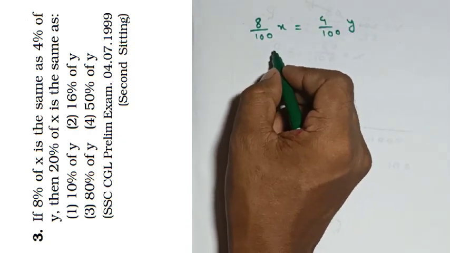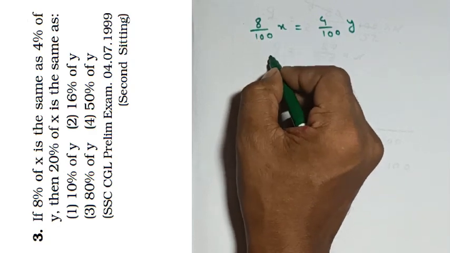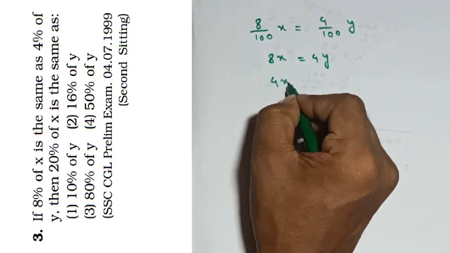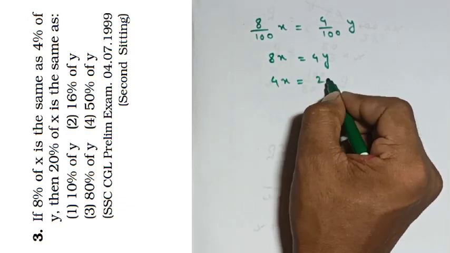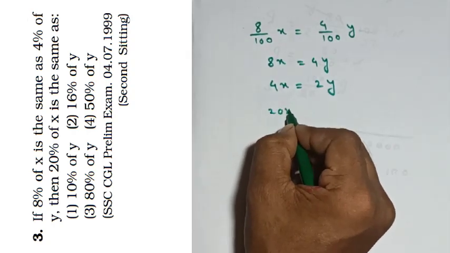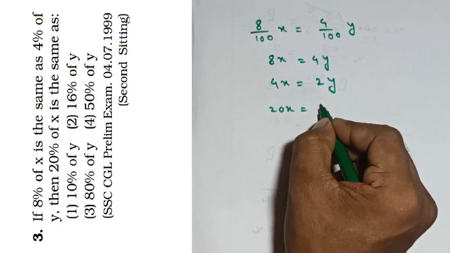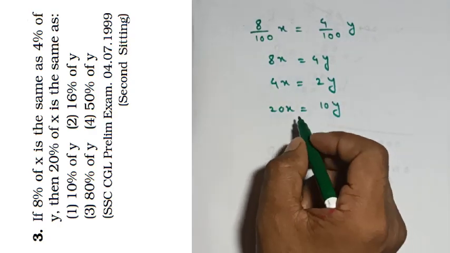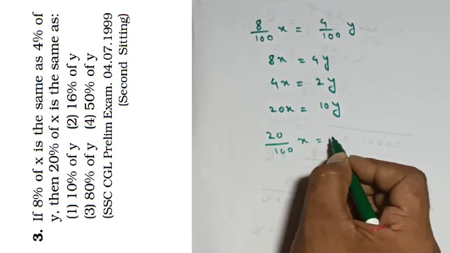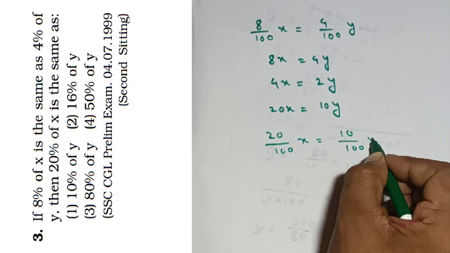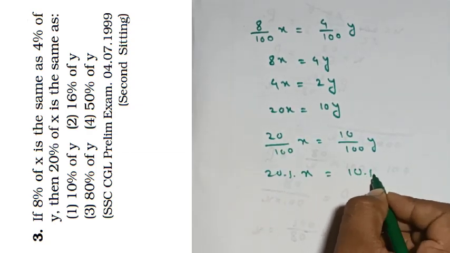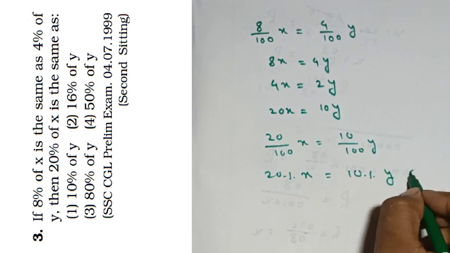So we try to find the value here, so we get 8 into X is equal to 4 into Y, and 4X is equal to 2Y, and if we multiply with 5, so 20X is equal to 10Y. So the 20% of X, that means we say here 20 by 100 into X is equal to 10 by 100 into Y. So we write here 20% of X is equal to 10% of Y. So our answer goes to 1.